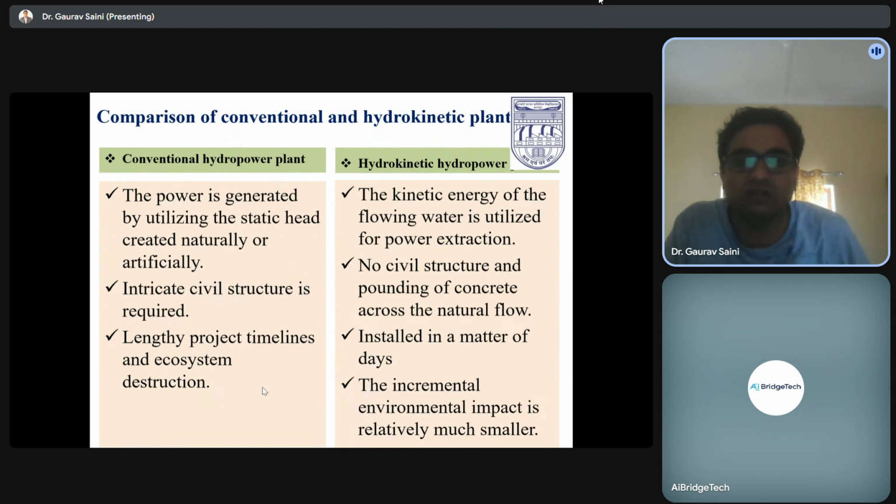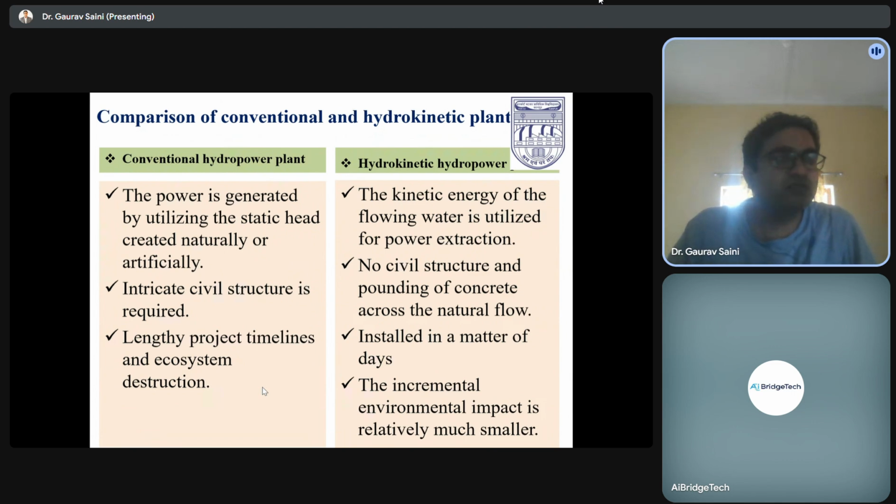Conventional hydro has very lengthy project timelines and causes ecosystem destruction, because we are obstructing the natural flow. In the case of hydrokinetic, we are not installing any kind of structure across the natural flow of the river or the canal or something like that. So there is, I would say, a minimal environmental impact on the flora and fauna of the system. The hydrokinetic system can be considered the most environmentally friendly, with no side effect from the installation of hydrokinetic power plants.